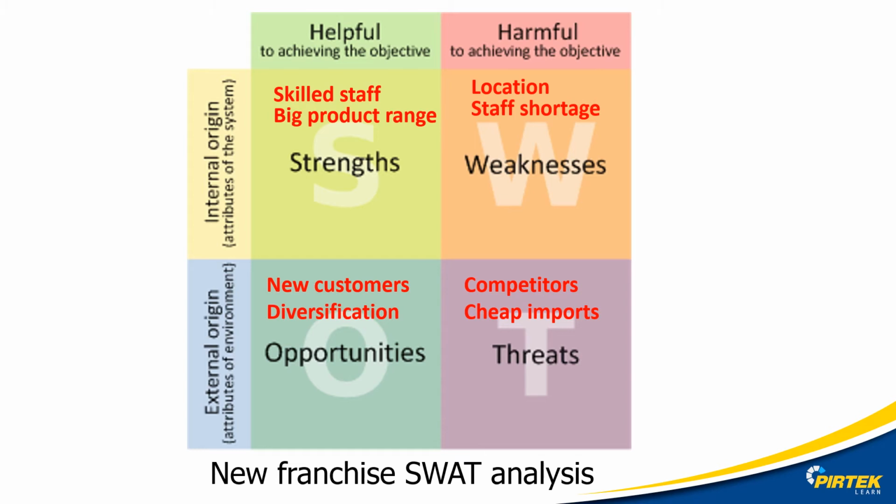manufacturing franchise. This gives us a snapshot of the strengths and weaknesses, internal and external, that can affect our business or undertaking. Here's an example. Internal strengths, we've got skilled staff and a big product range. What are our weaknesses? We've got a bad location and we have trouble getting staff.